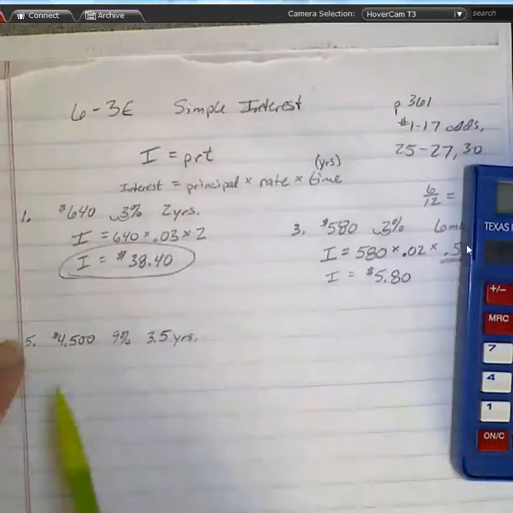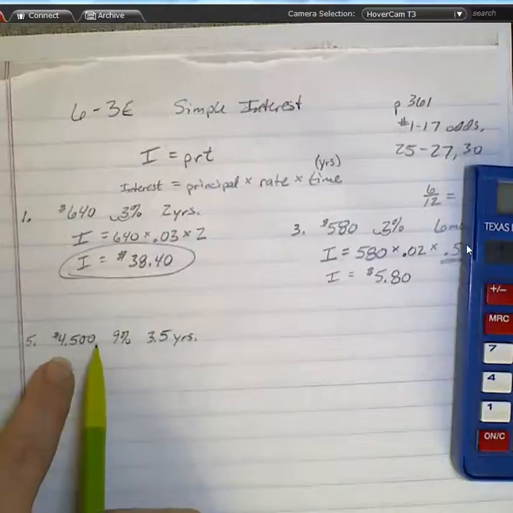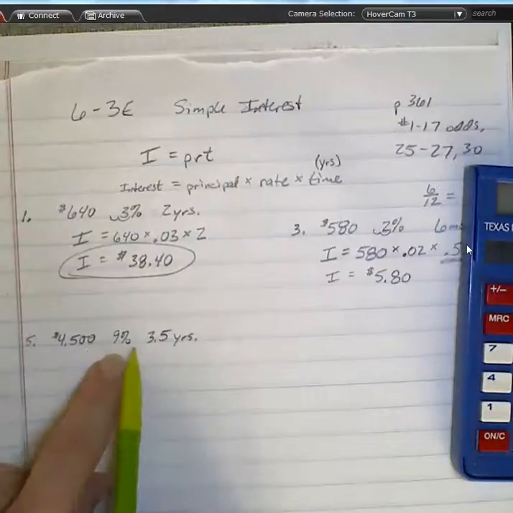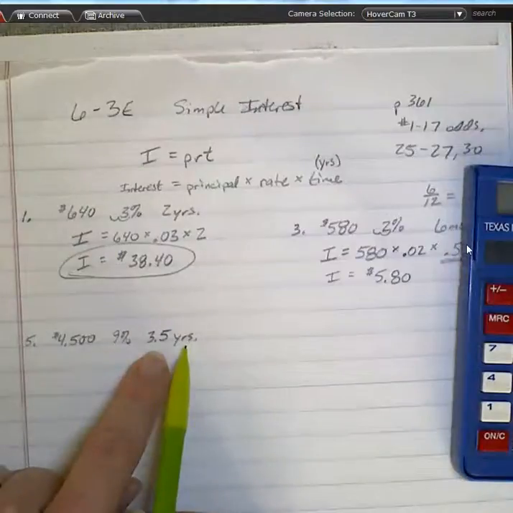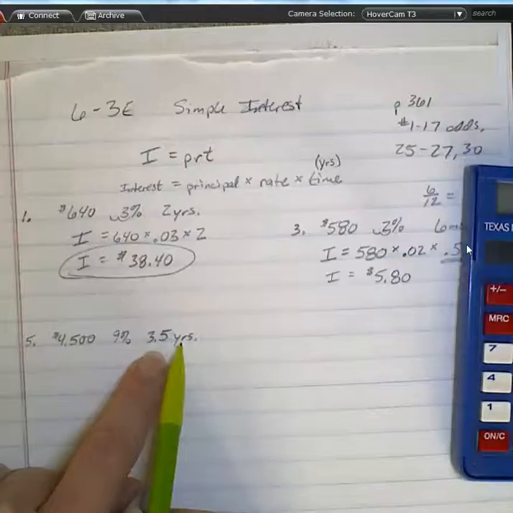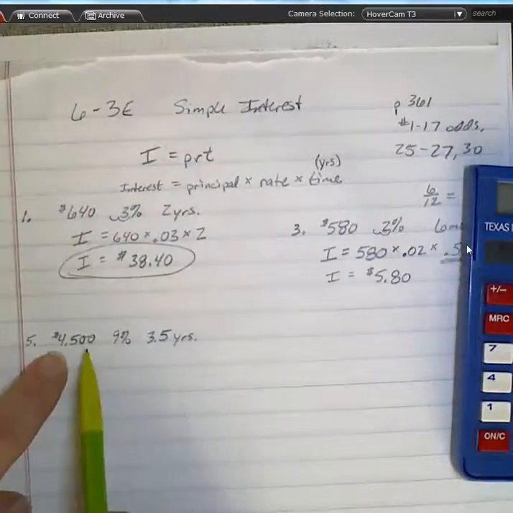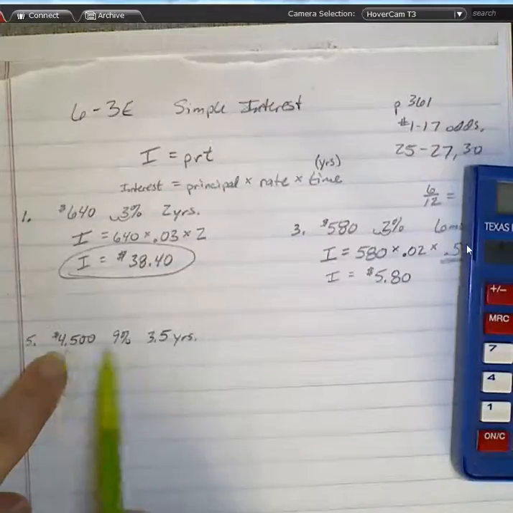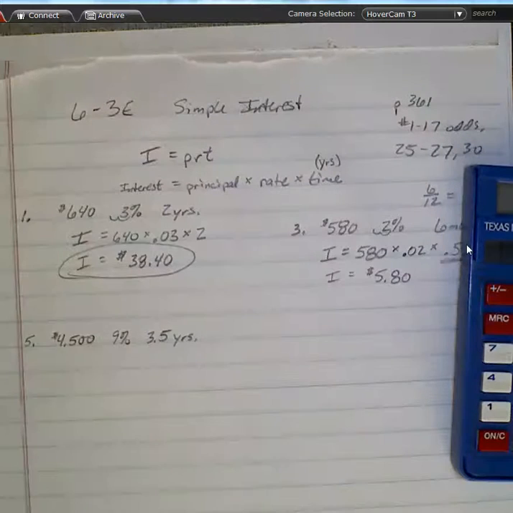Question 5 on page 361 then says we're going to borrow $4,500 at 9% for a total of 3.5 years. And this is a loan, so this is how much additional money we have to pay on top of our loan, okay? On top of our loan.